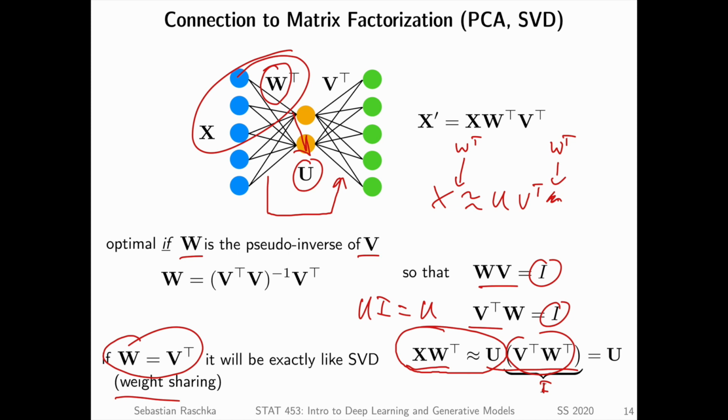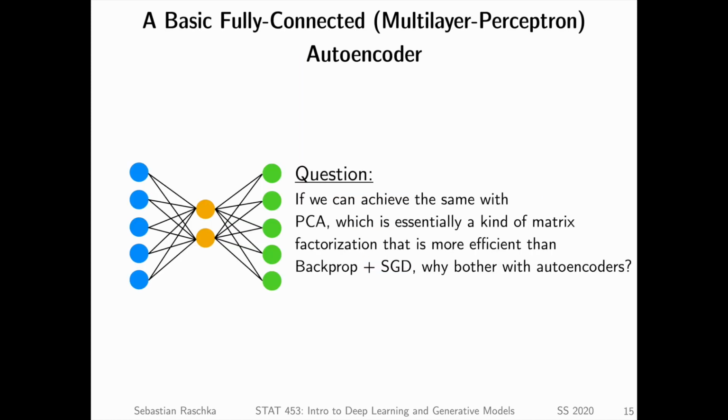You don't really have to follow this slide and the previous slide, because the main question on this slide is more a general question. If we can achieve the same with PCA or SVD, which is essentially a kind of matrix factorization that is more efficient than backpropagation and SGD, stochastic gradient descent, why do we bother with autoencoders? Why do we care?